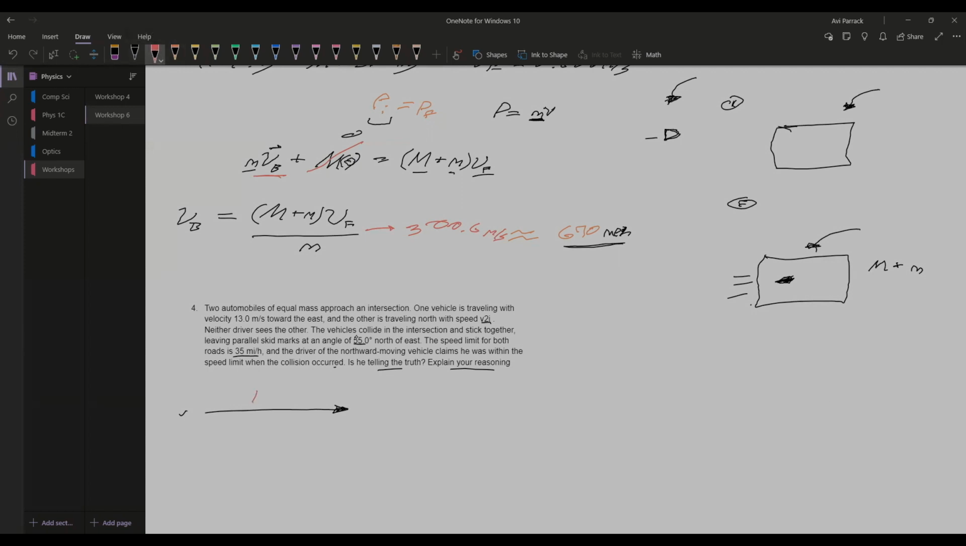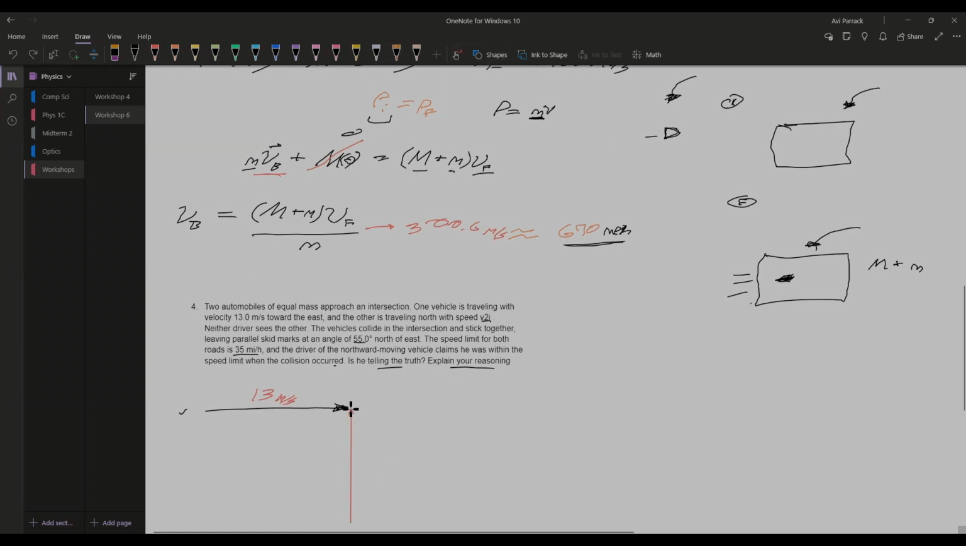So we're traveling 13 meters per second, they tell us, toward the east. And the other is traveling north with a speed of v2i. So that's some unknown speed, which we're going to call v2 initial. Let's do another arrow for that one. So due north, and then they're going to crash into each other.